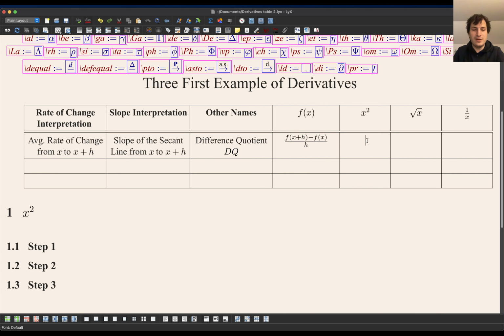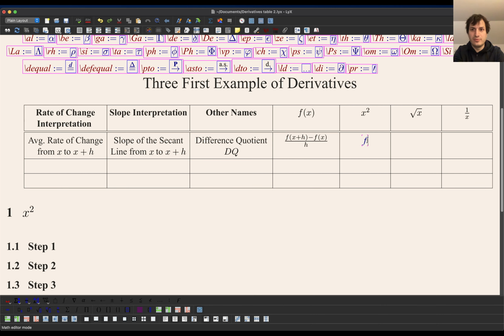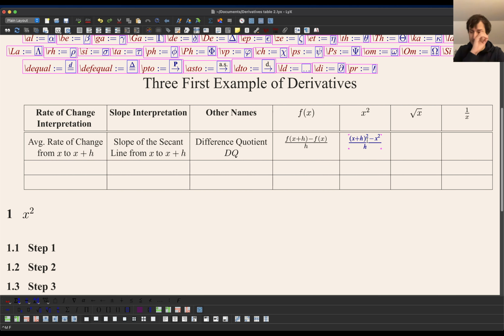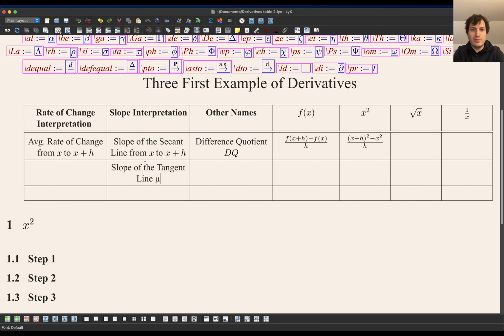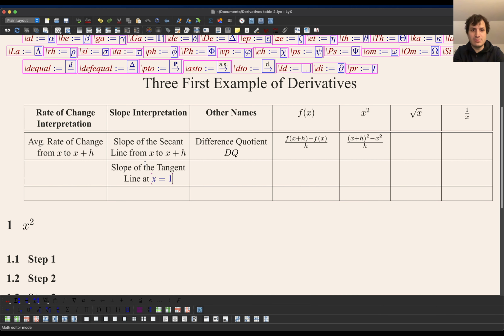In our particular function, it's going to be x plus h squared minus x squared, all divided by h. That's the difference quotient. And we're going to do it for the function x squared first. Once we have figured out what this is, by doing the limit, we are going to find the slope of the tangent line. And to be concrete, we're going to do it at a particular point, x equals 1.